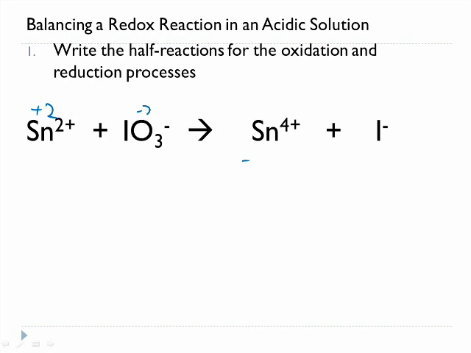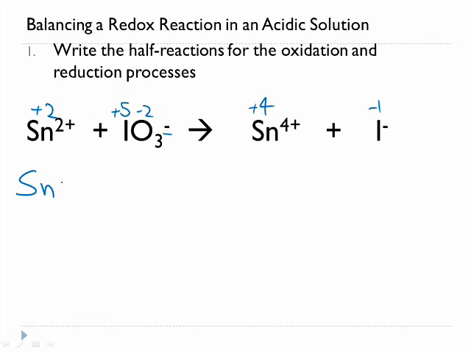Oxygen is -2. -2 times 3 is -6, but it has an overall charge of minus one here, so this has to be a +5. And on this side, it's already given, it's going to be a +4. And then iodine on this side is a -1, already given.